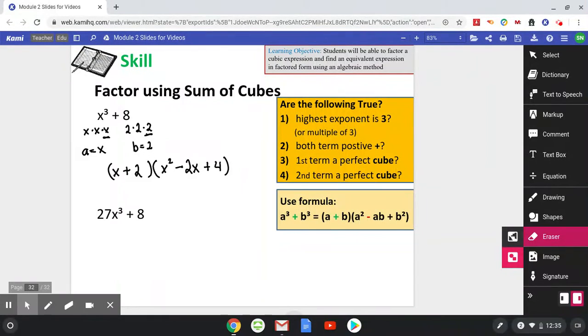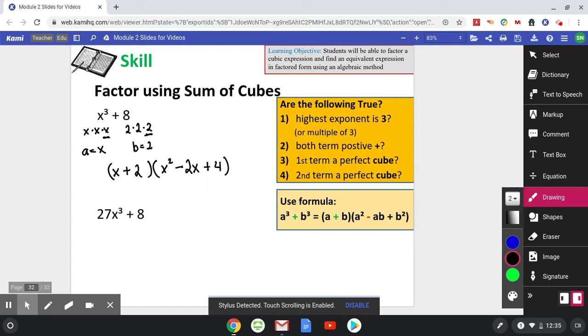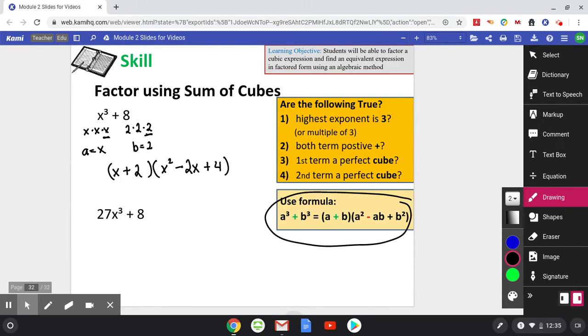Hello, this video is part 2 of sum of cubes. We will be factoring cubic expressions, meaning the exponent is 3 or a multiple of 3. We will be focusing on the problem at the bottom, and before we start using the formula, our goal is to get this part right here. Once it's factored, we have to make sure that the 4 steps in the orange box are true. If one or more of them are not true, then we are unable to use the sum of cubes.